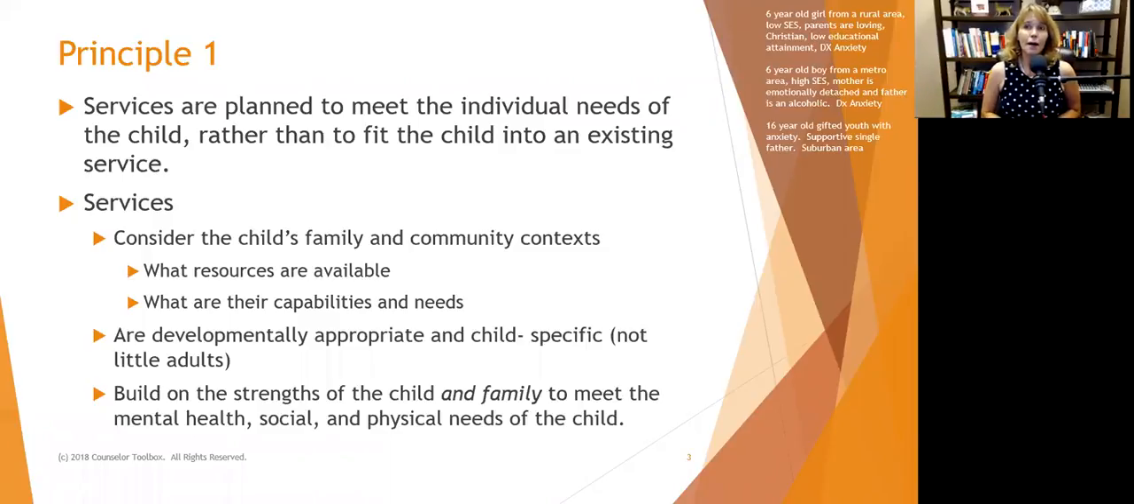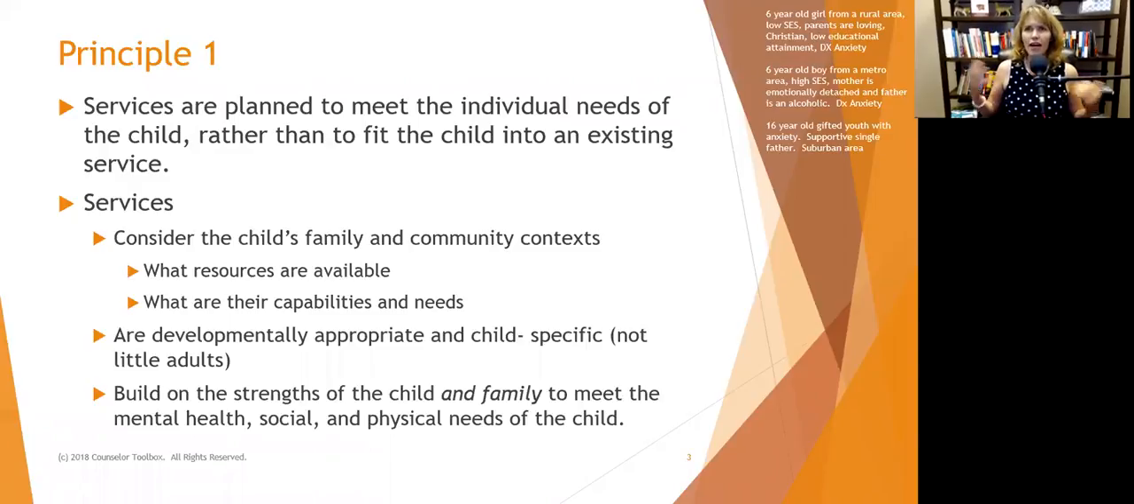And they may just have different skills and tools. And we want to build on the strengths of the child and their family to meet the mental health, social, and physical needs of the child.